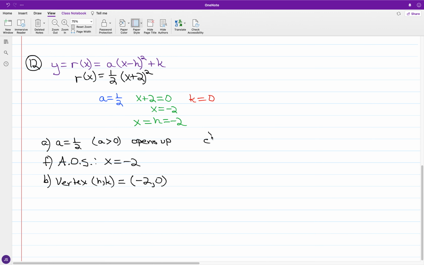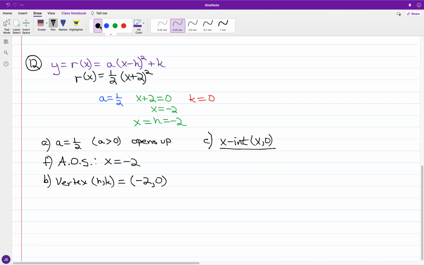And now looking for the intercepts. Now the x-intercept is going to have an element of repetition to it. So again, we're setting what represents y equal to 0. So again, we'll have that 0 is equal to 1/2 of the square of x plus 2.